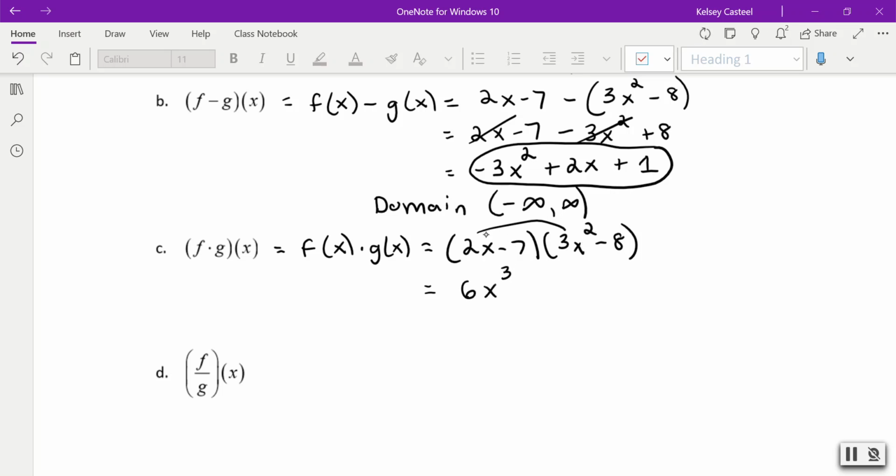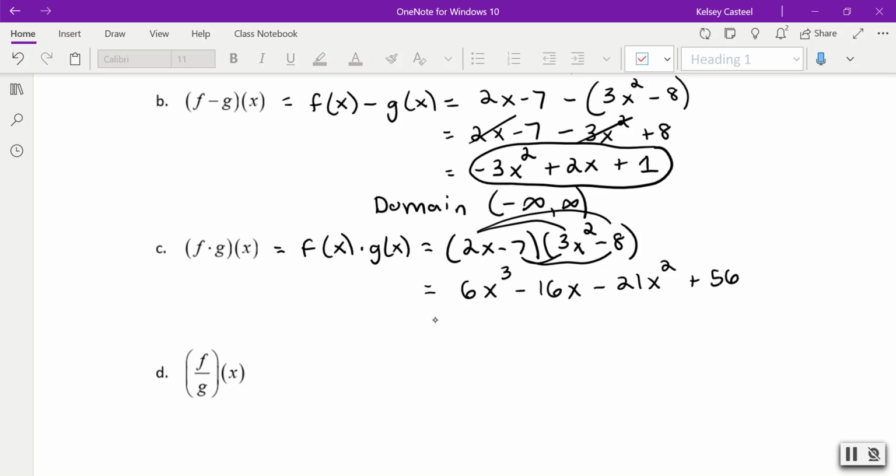The 2x times the 3x squared would give me a 6x cubed because I have an x times an x squared. 2x times negative 8 would give me a negative 16x. Negative 7 times 3x squared would give me a negative 21x squared. And finally, negative 7 times negative 8 would give me positive 56.